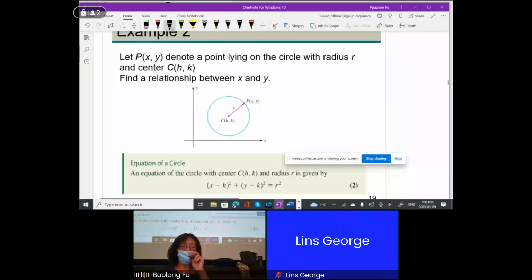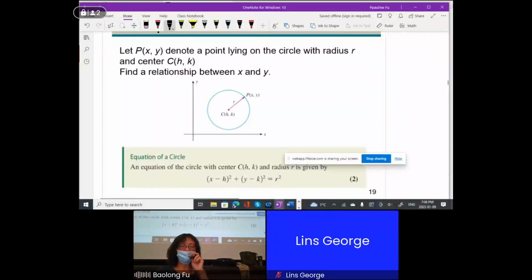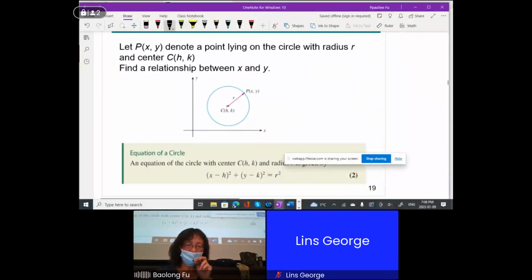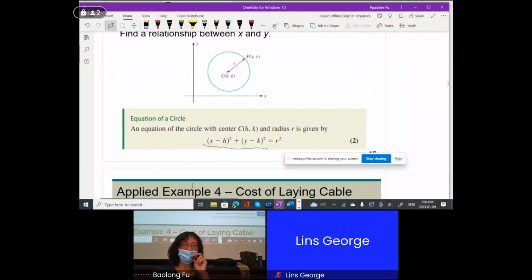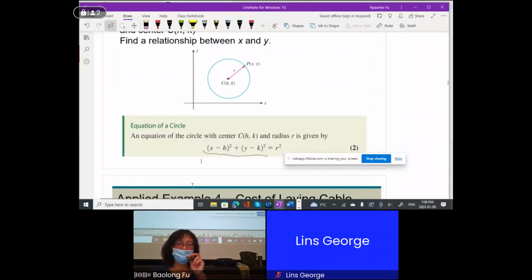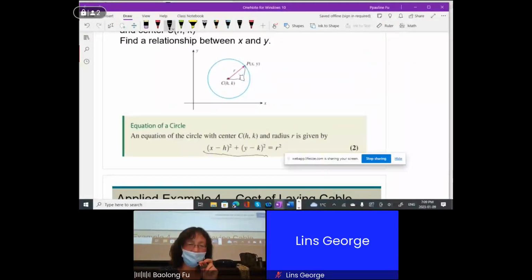And this one is for the equation of the circle. If you have a circle with center C at (h, k) and radius r, what is the equation for this circle? It is (x minus h) squared plus (y minus k) squared equals r squared. Why is this true? Again, the Pythagorean theorem. If you draw a line here, and another line here, so that this is the right triangle, then based on the Pythagorean theorem, you have this relation. Okay.